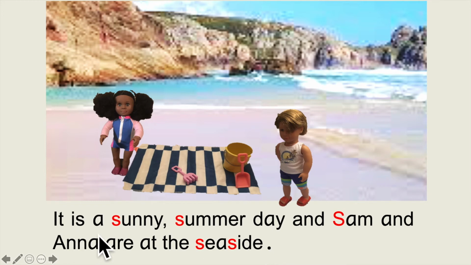Can you see that the S sounds are in red? Watch out for the S sounds and see if you can hear them as I'm reading. It is a sunny summer day and Sam and Anna are at the seaside. Join in with me. I'll go slower this time. And when we get to the S sound, say the S with me. Are we ready?